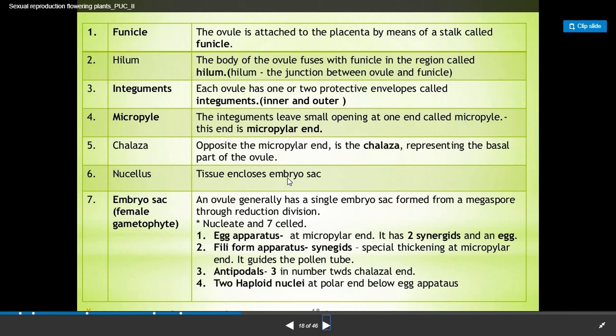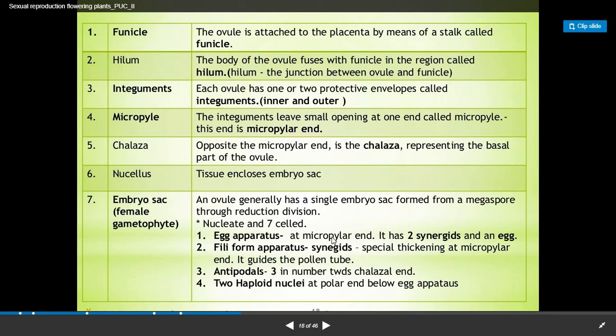Nucellus: the tissue that encloses the embryo sac is known as the nucellus. Now the embryo sac represents the female gametophyte. It is a single embryo sac formed from a mother megaspore through reduction division, that is by meiotic division, and that is the 8 nuclei and 7 cell structure.